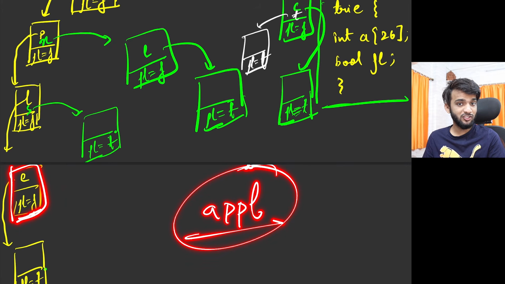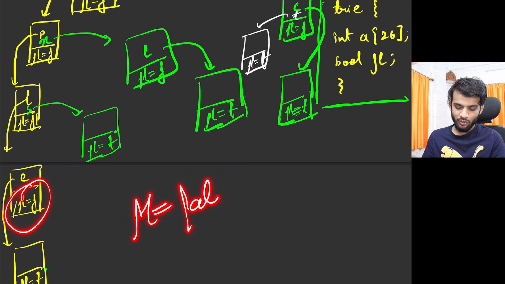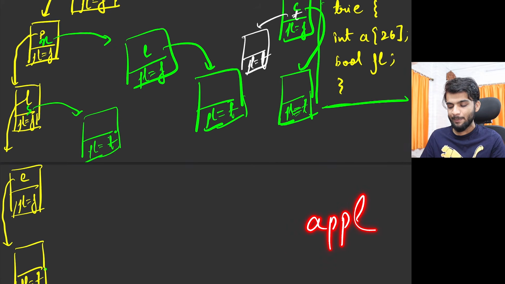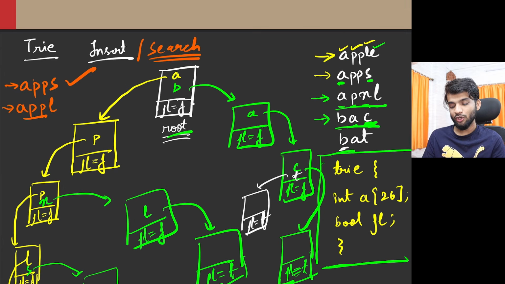This is the last reference node where you're standing at, because for L, this is the reference node and this is where you're standing. Is the flag marked as true? No. The flag is marked as false, which signifies there is no word that ends with APPL. As simple as that. So that is how you implement the search functionality.